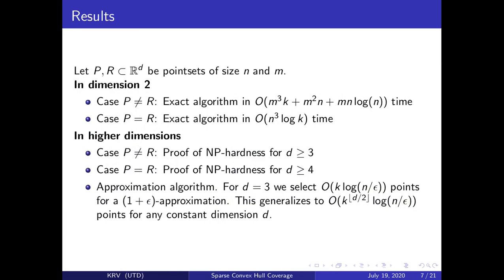Here's an overview of the results. In dimension 2, we can solve the problem exactly, and we split the problem into two cases, whether P equals R or not, and you can see the running times there. Then in higher dimensions, we again split the problem into two cases, and we have hardness results. And then we have an approximation algorithm, which I'll say more about later.